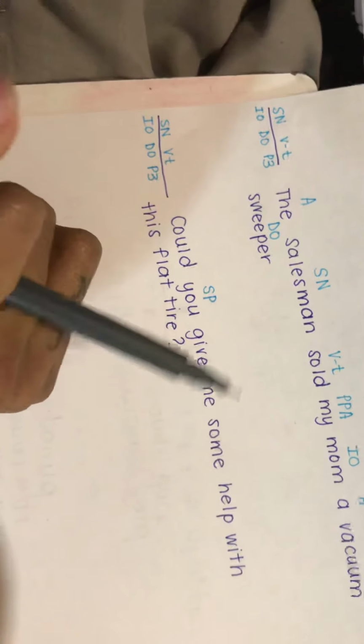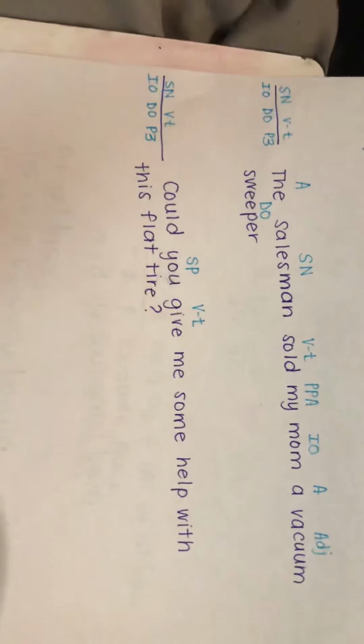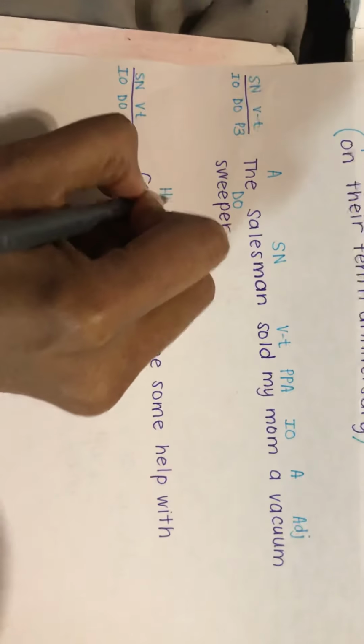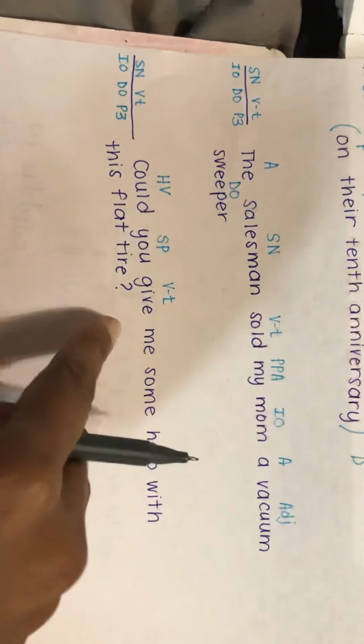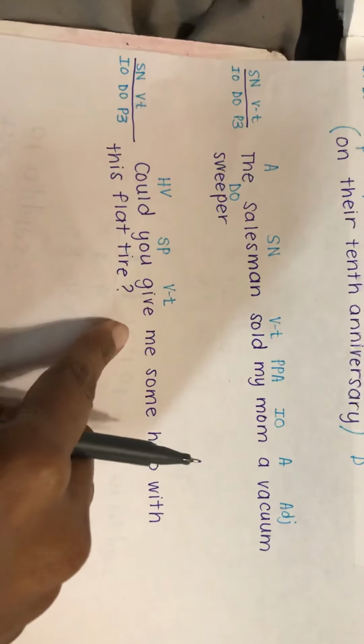Give is our verb transitive. What is the word could? Boys and girls, we remember at the beginning of our sentences, helping verb. I'm so sorry. Could give what? Help. If you could give help, we verify the noun. Does help mean the same thing as you? It does not. So help becomes our direct object.